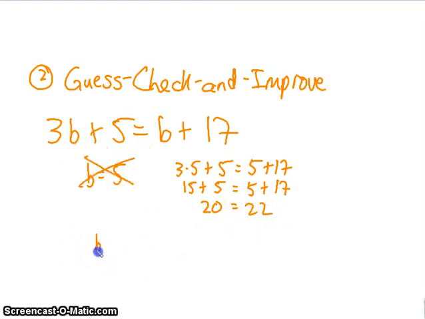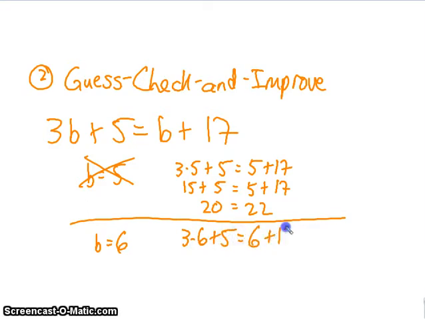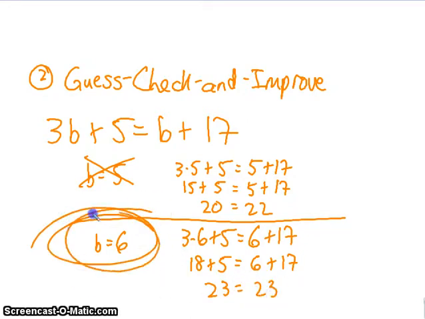So I got to step up a little bit. Let's say B is equal to 6. Okay. So 3 times 6 plus 5 is equal to 6 plus 17. 3 times 6 is 18. 18 plus 5 is equal to 6 plus 17. This is 23, and this is 23. Ding, ding, ding, ding, ding. We have a winner.